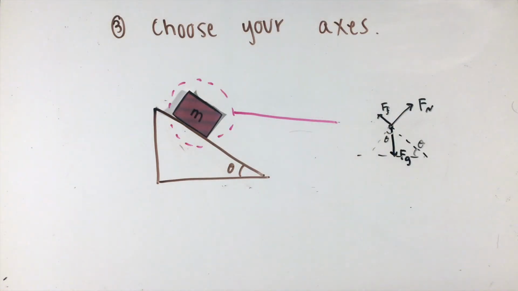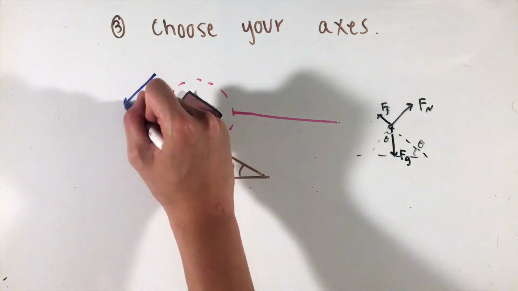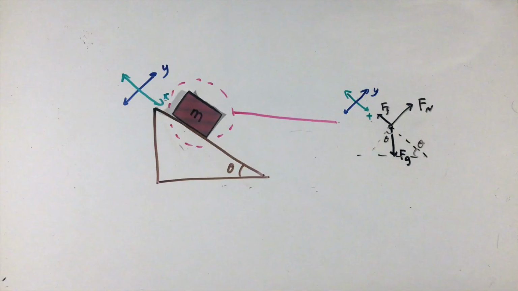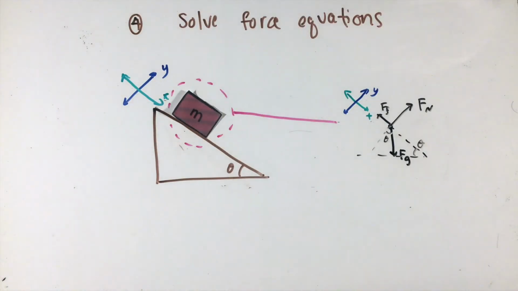Now, because we're going to break these forces down into components, it's important to choose a set of x and y axes that makes this breakdown easy. Because the friction and normal forces are perpendicular already, let's align our x and y axes like this, so only the force of gravity has both an x and y component. From there, use the equations from our force properties and types video to write equations along both axes.